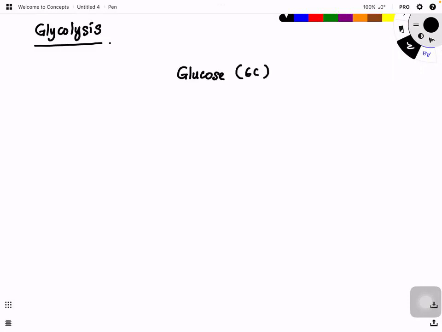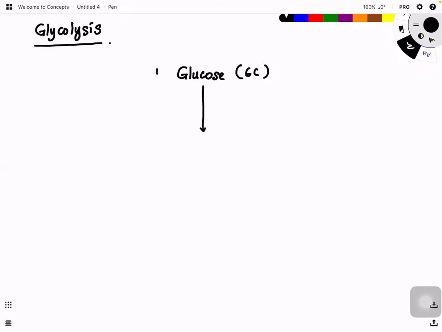Now, glucose is relatively stable. So the first thing we need to do is make it unstable, make it more reactive, because the activation energy is high. Glucose itself cannot break down into 2 molecules of pyruvate. Are you clear? We cannot lyse it. So in this glycolysis process, we need to spend ATP first.